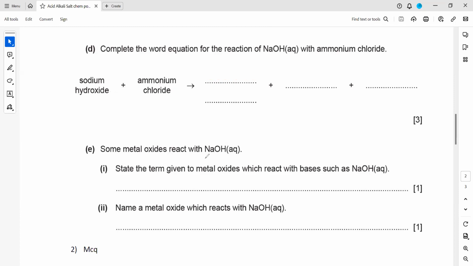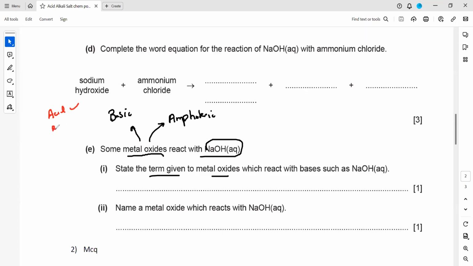In part E, some metal oxides react with sodium hydroxide, an alkali. State the term given to a metal oxide which reacts with a base such as sodium hydroxide. Whenever we have a metal oxide, what are the two possibilities? The metal oxide might be basic oxide or it may be amphoteric. What is the characteristic of the basic oxide? A basic oxide can react with acid only, but it cannot react with base. But an amphoteric oxide can react with acid and it can react with base.